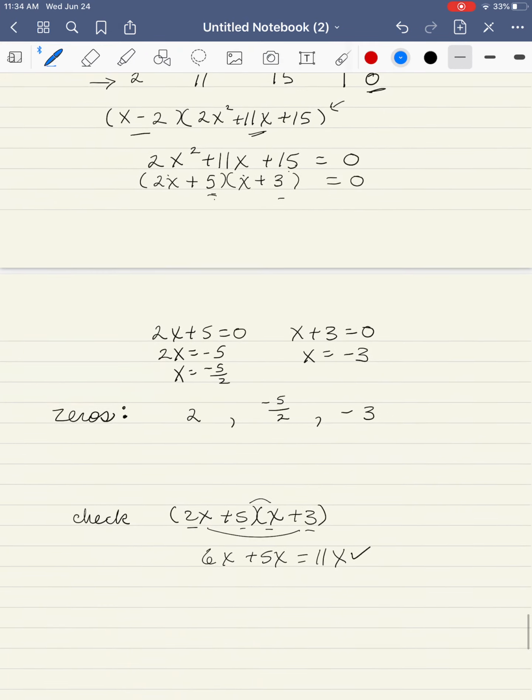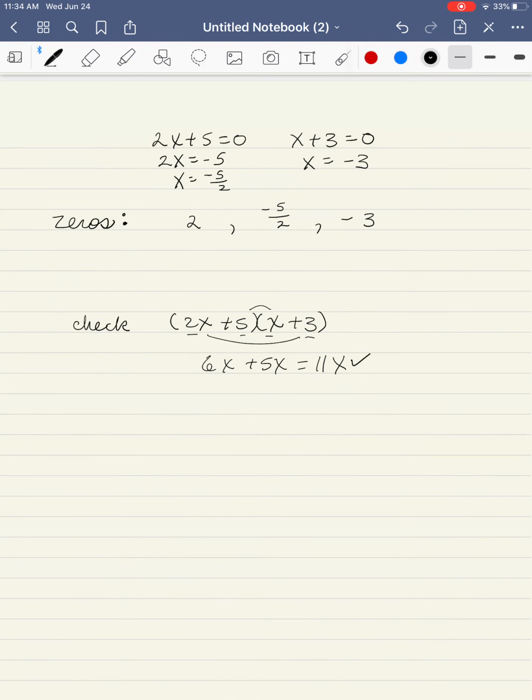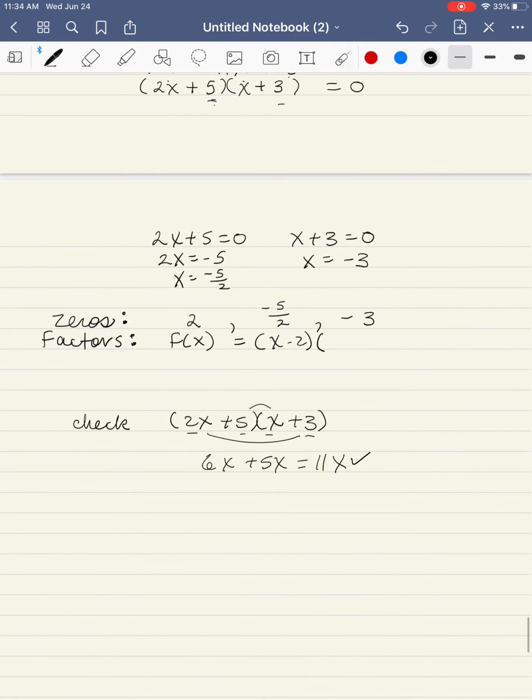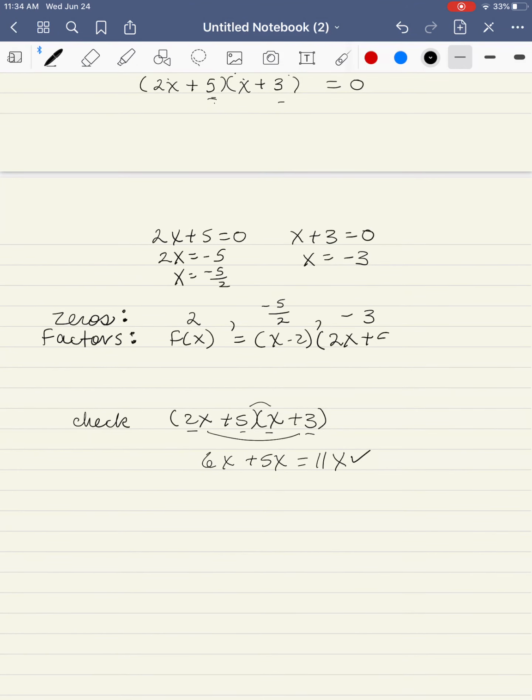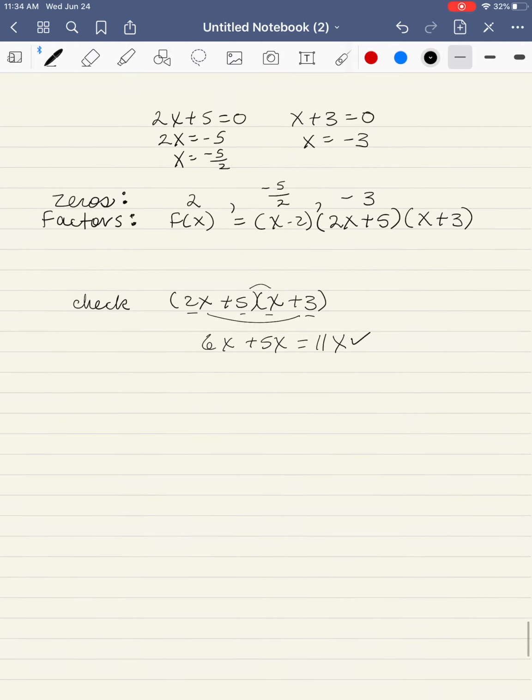But if I look back at what I wanted to do here, I wanted to find all of the zeros, and I also wanted to completely factor. I did that completely factor step as I was solving here. So my factors, the things I would multiply together to get that polynomial, would be x minus 2. And then looking back at my factorization here, I have 2x plus 5, which gave me the -5/2, and x plus 3, which gave me the -3. And I have completed the problem.